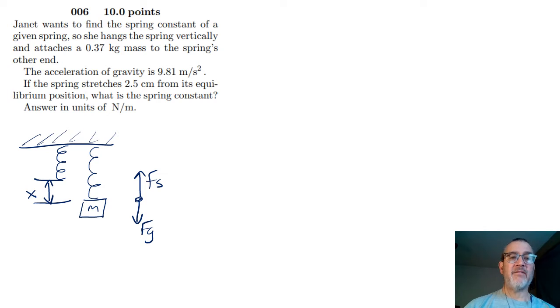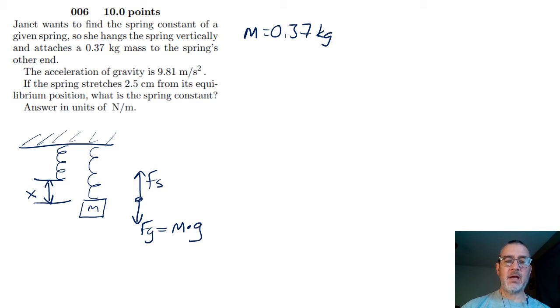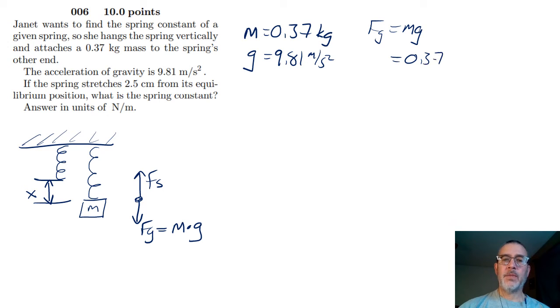So let's see what values we have. We have a 0.37 kilogram mass. That's m equals 0.37 kilograms. If I want the force of gravity, that is going to be the mass times the gravitational constant, the acceleration of gravity. So they give us that g, the acceleration of gravity, is 9.81 meters per second squared. What that means is that the force of gravity is going to be mg. And so for me, that's going to be 0.37 times 9.81, and that's kilograms times meters per second squared.